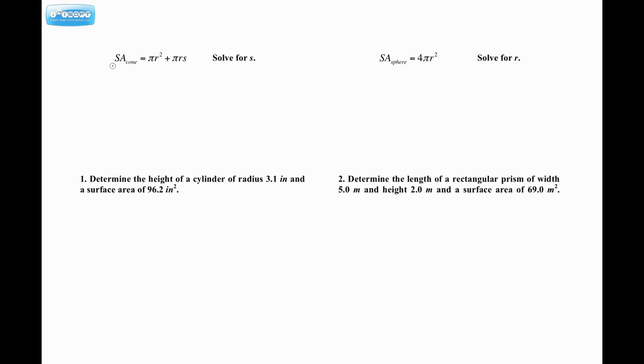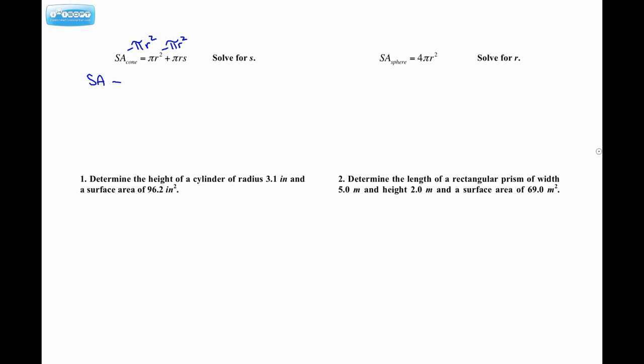Next, we have the surface area of a cone, which is pi r squared plus pi rs. Pi r squared gives you the area of the flat bottom, and the pi rs gives you what's called the lateral surface area. It's the curved face, if you will. And we just want to solve for s. So this is pretty much exactly like the square pyramid. So I'm going to subtract off this pi r squared from both sides, because the pi r squared has nothing to do with s. So if we want to isolate it, we need to get rid of all the terms that have nothing to do with s.